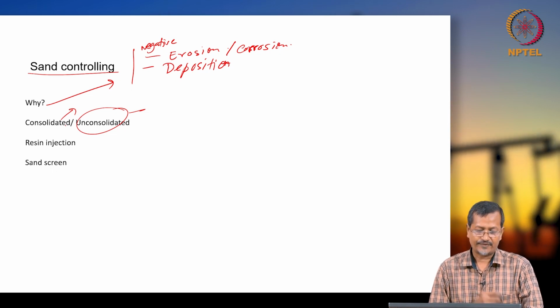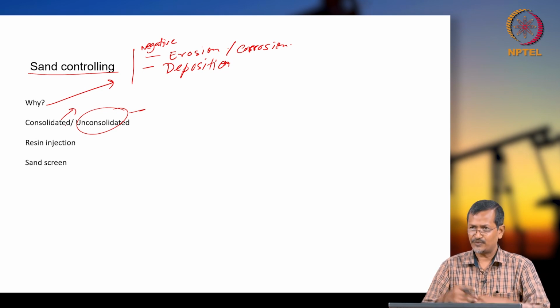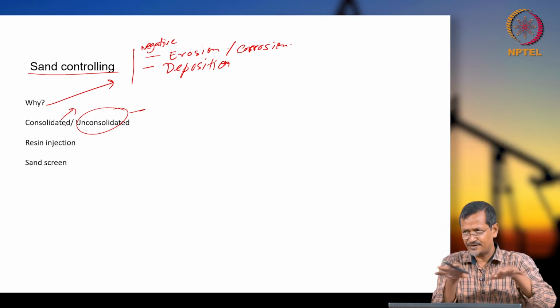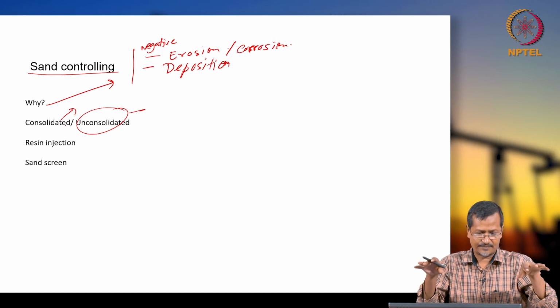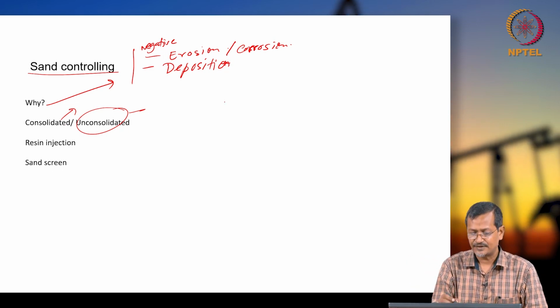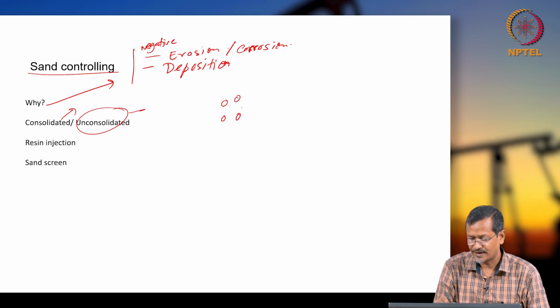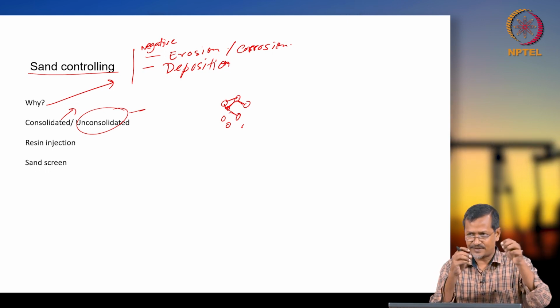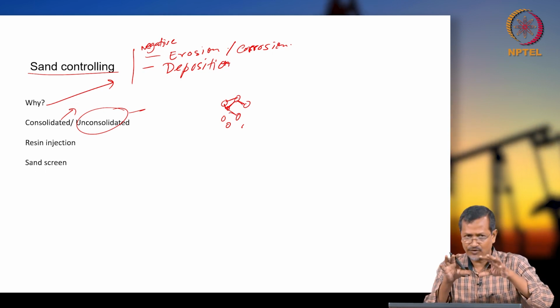Now if you have an unconsolidated formation, sometimes you inject resin. You inject the resin at high pressure, so it enters this unconsolidated area and bonds the sands. Unconsolidated sand will look like this. The resin will create a bond from one sand grain to another, so the sand will not move easily.